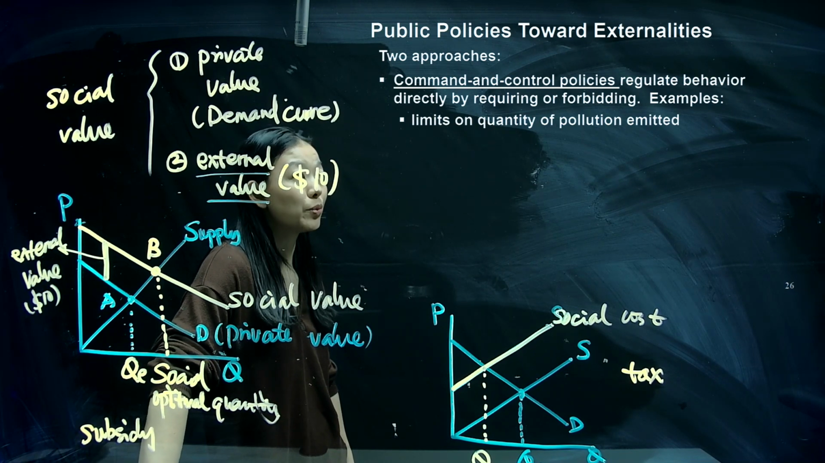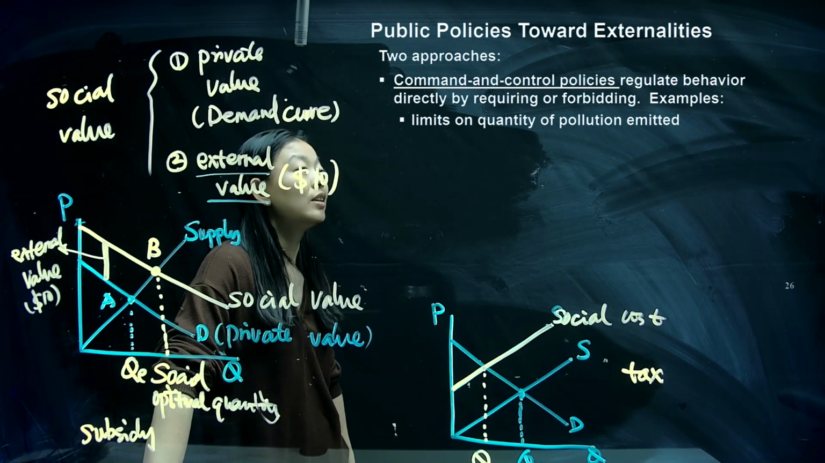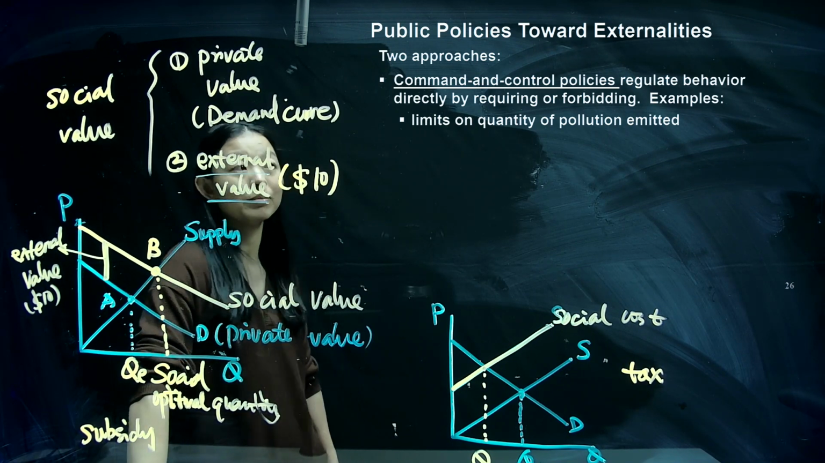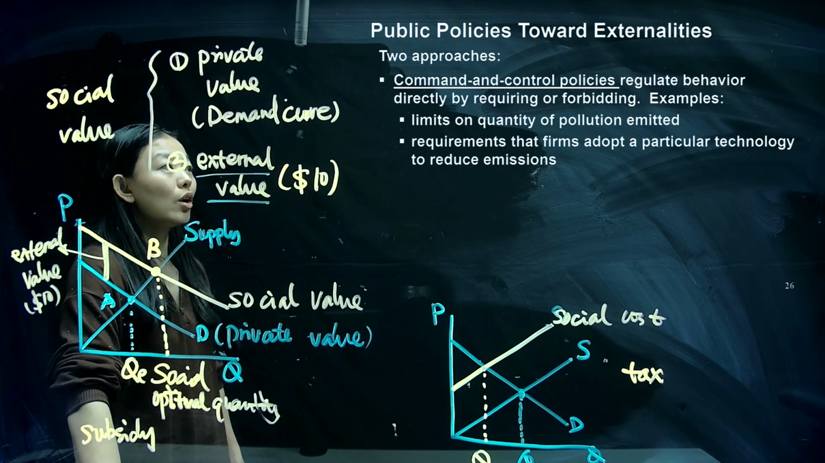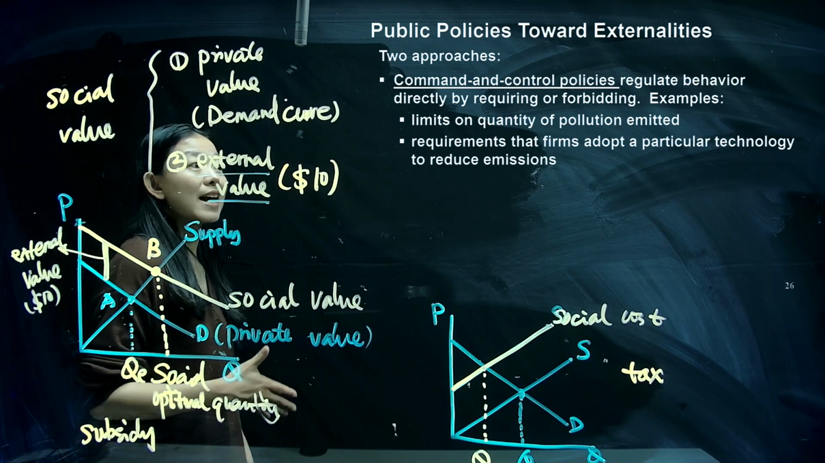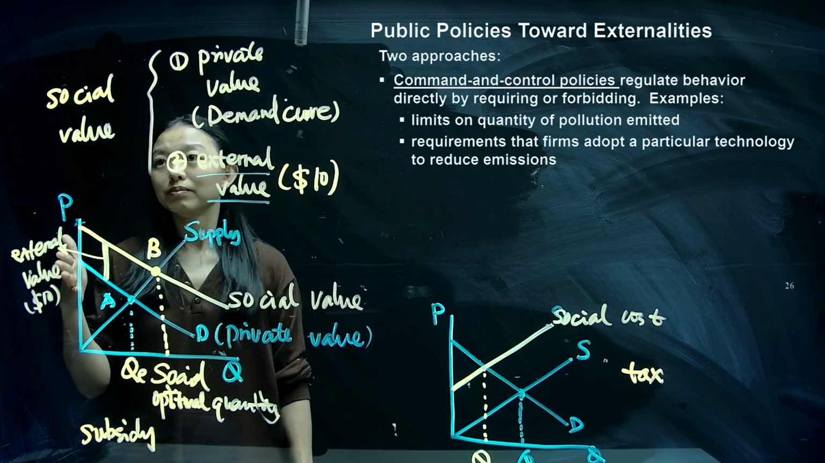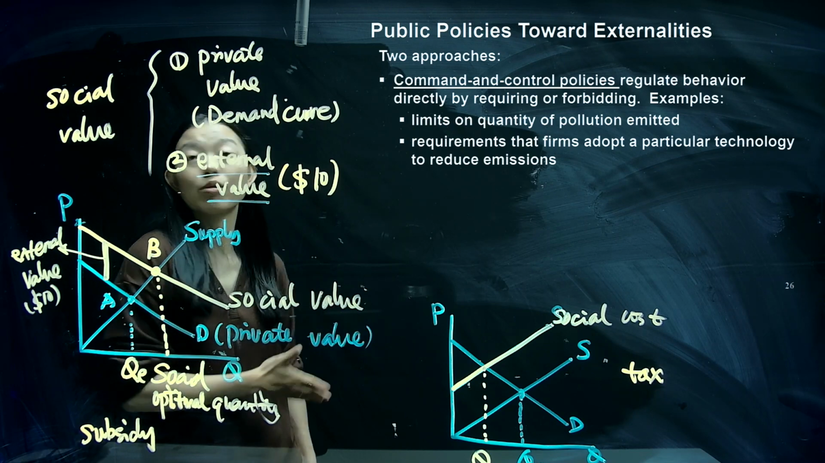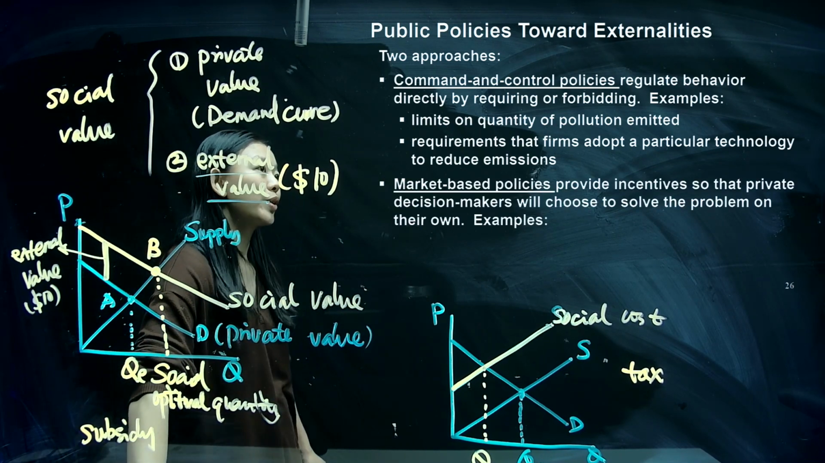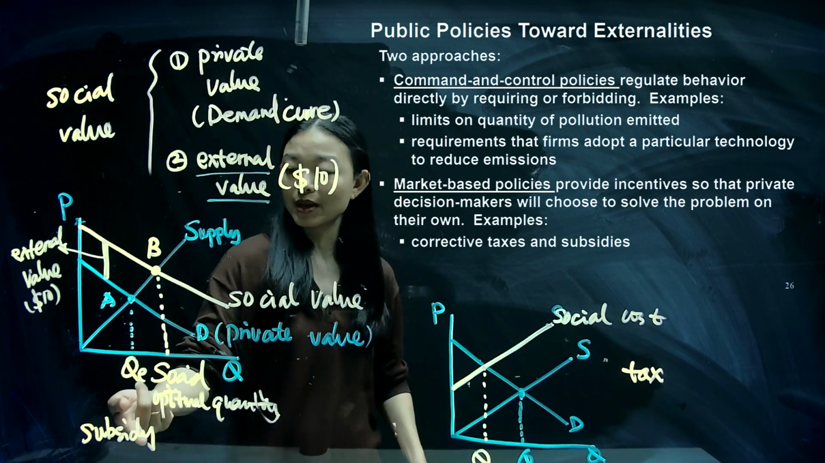For the first one, command and control policies, you can limit the quantity of pollution emitted. So government can set up standards and requirements for firms to adopt a particular technology to reduce emissions. Those are what we call command and control policies. For the market-based policies, for example, corrective taxes, impose a tax or subsidy.